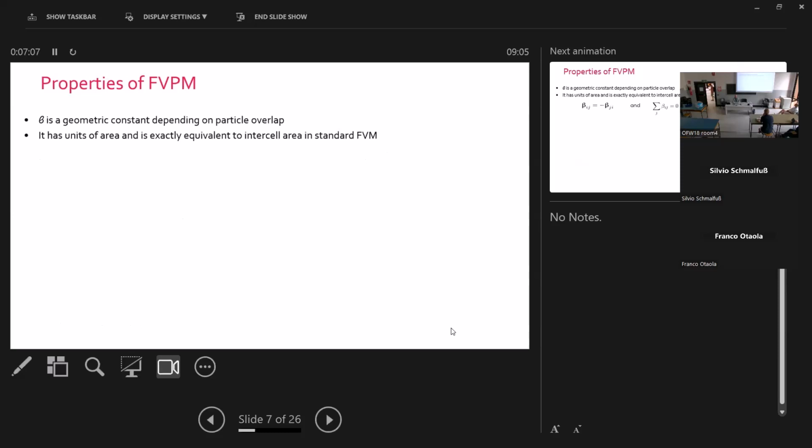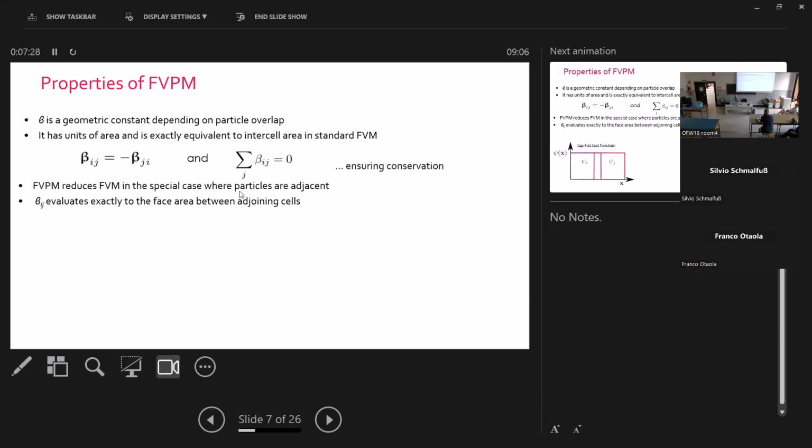It's quite an interesting scheme. Beta is a geometric constant that depends on the particle overlap. It has units of area, so it's equivalent to the intercell area in FVM. In particular, beta_ij equals minus beta_ji, same as the face that you would have in a mesh. And for any particle, the sum of all the beta equals 0. And this ensures the scheme is conservative.